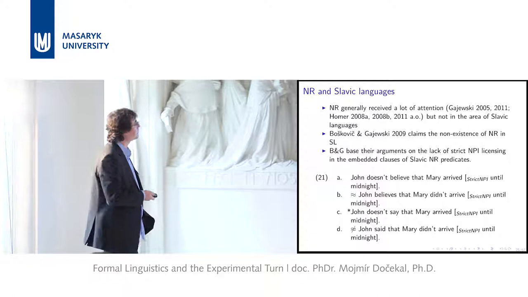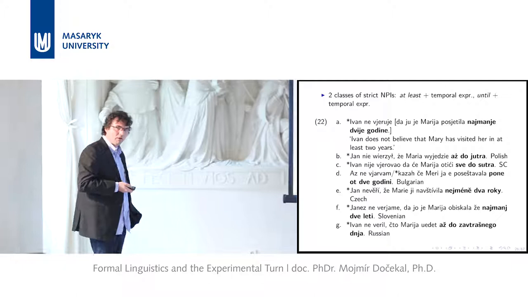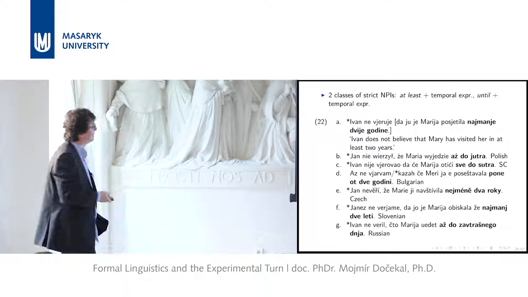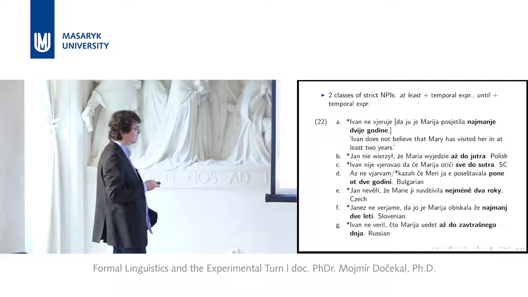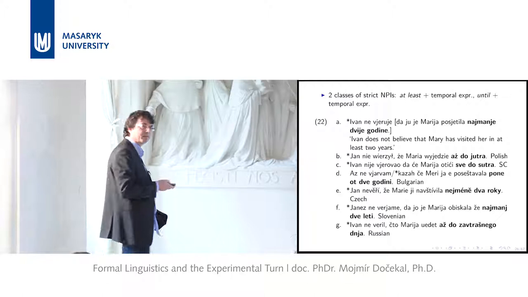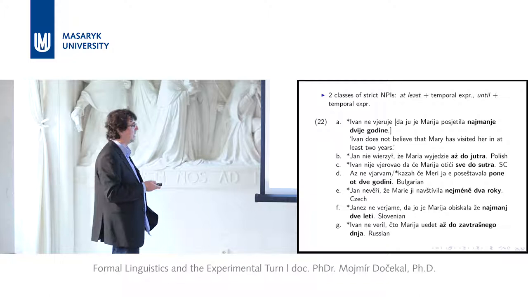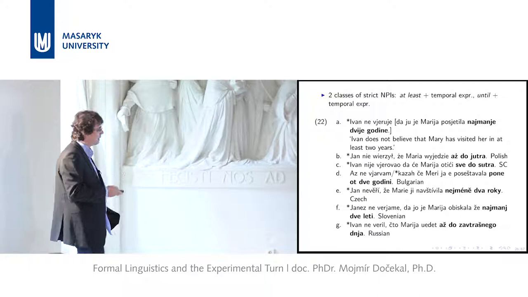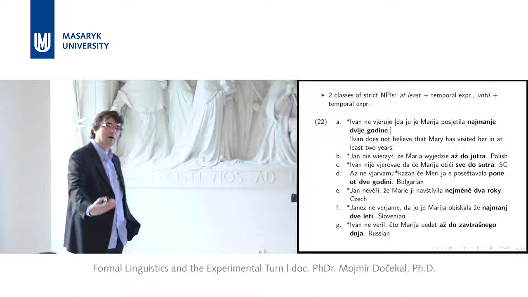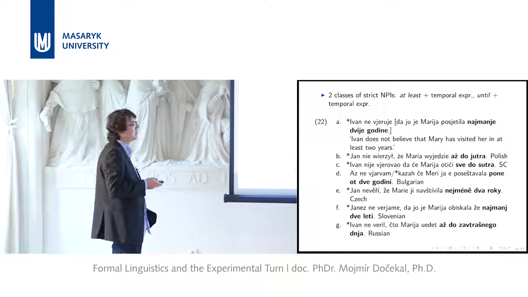And Bošković and Gajewski used this test on some Slavic languages, and they come with these example sentences from Polish, Serbo-Croatian, Bulgarian, Czech, Slovenian, Russian, and so on, maybe some of you are speakers of some of these languages. And at least for me, I would agree with them that something like 22e in Czech, já nevěřím, že Marie ji navštívila nejméně 2 roky, which is a strict NPI, is a pretty weird sentence in Czech. And these stars for Bošković and Gajewski are sort of an empirical argument for claiming, okay, there is nothing like neg-raising in Slavic languages. Because if there were neg-raising, you would expect these sentences to be okay.